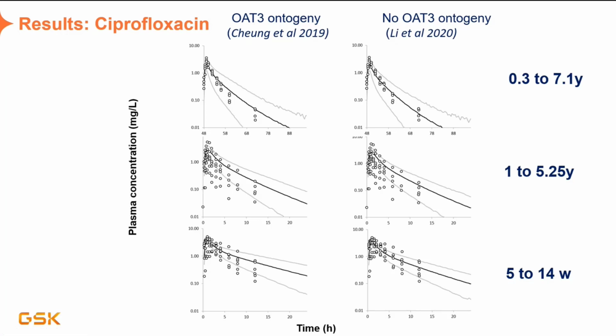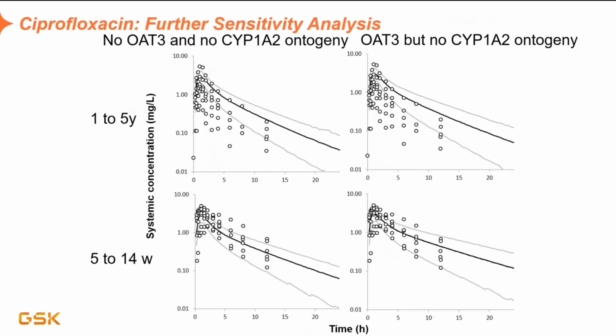So that's the OAT3 ontogeny and sensitivity analysis. You will see in the next slide that he did some further sensitivity analysis, assuming there is no ontogeny for OAT3, and also looking at the ontogeny of 1A2. So the ontogeny of 1A2 was also debatable. So we have ontogeny from the in vitro, and we also have it from in vivo. But the aim of this sensitivity analysis was really as part of the model development.